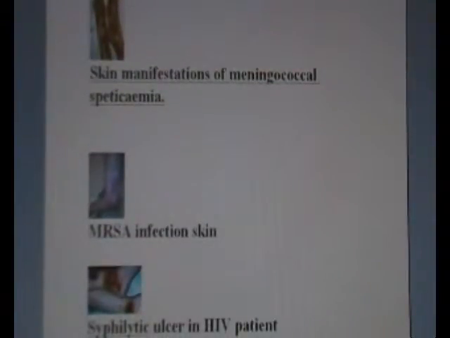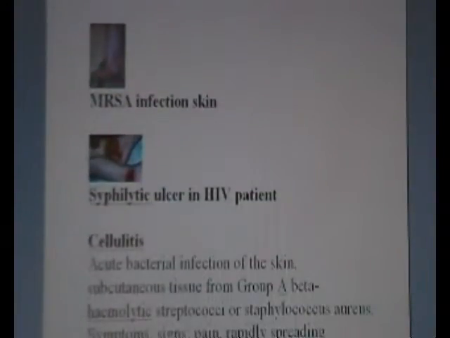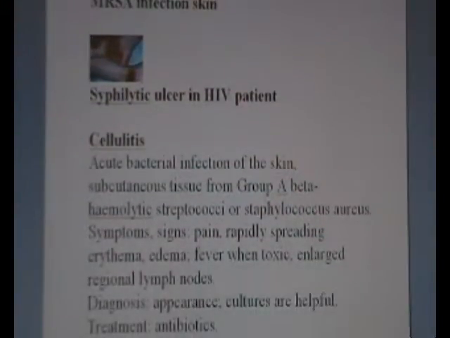Another common skin infection, MRSA, pretty dramatic. Bloodstream can get into the bone, into the skin, can be very hard to clear. And here's another dramatic one for you, syphilitic ulcer in HIV patient. So they're very difficult problems to treat.